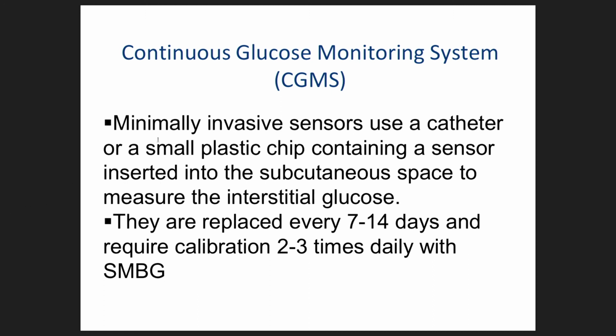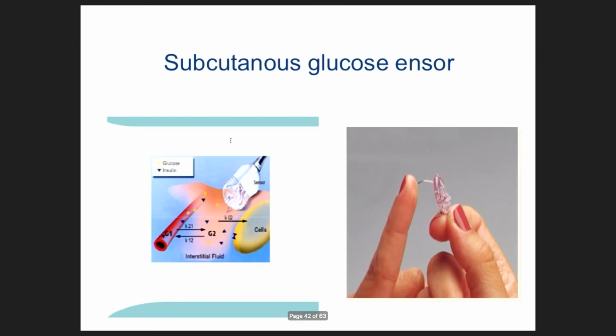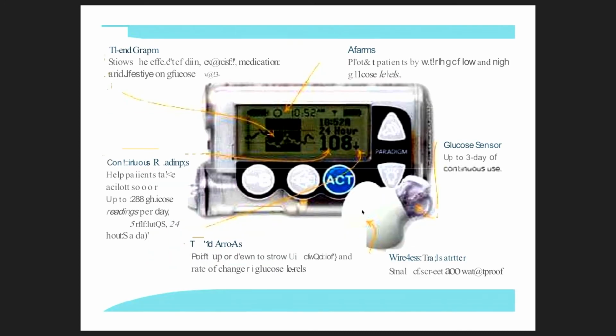Another diabetes technology is called the continuous glucose monitoring system, CGMS. These sensors are inserted under the skin. They measure the interstitial fluid glucose rather than capillary glucose. This is the sensor that is inserted in the subcutaneous tissue, measuring the glucose continuously, and the results are shown on the screen of the machine.